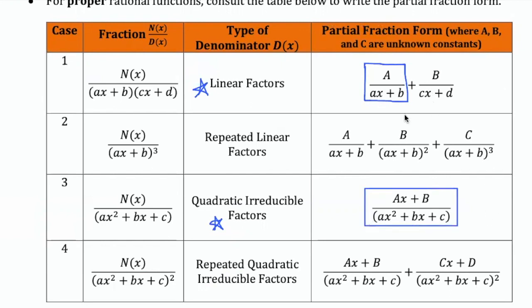So essentially what it comes down to is your linear factors will always have a numerator that should just be a constant, and your quadratic should always have a numerator that's a linear expression, an x to the first power plus some sort of constant.